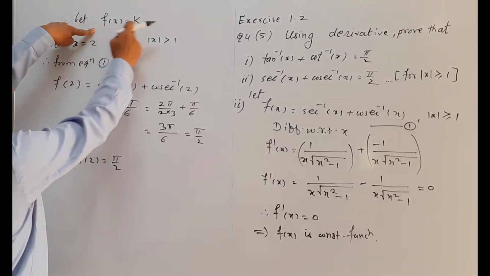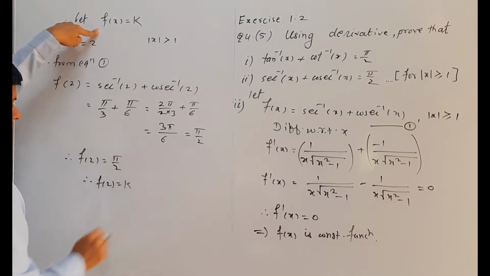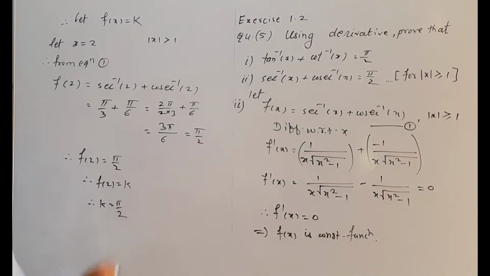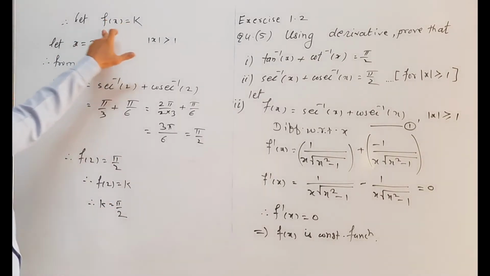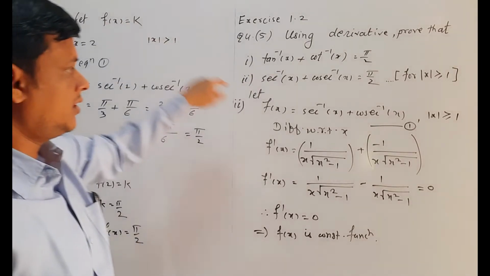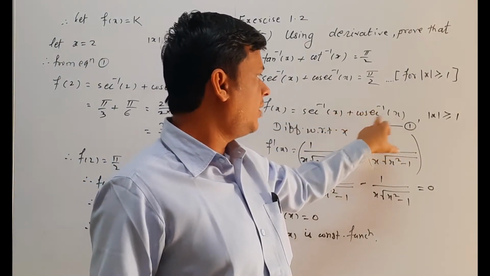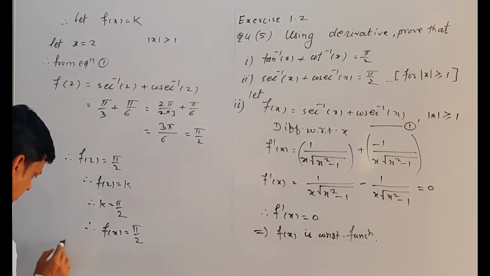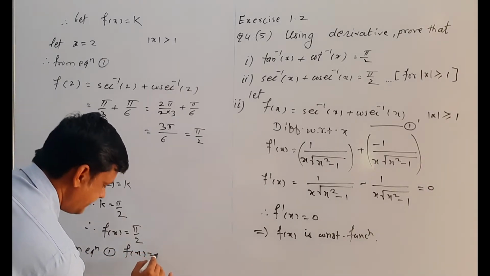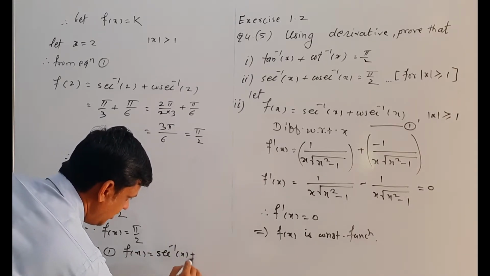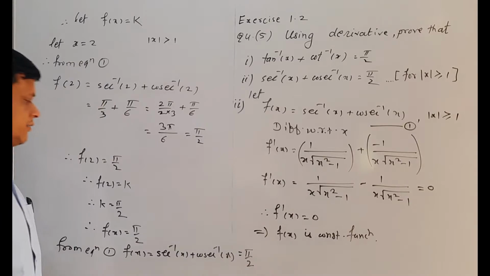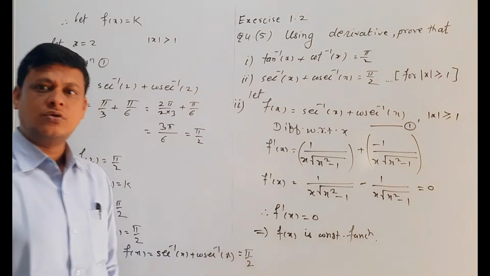Now we consider f of x equals k. Therefore, f of 2 is also k. From this we say k equals pi by 2. Now we consider here f of x equals k. That means f of x is equal to pi by 2. But from equation number 1, f of x is sec inverse x plus cosec inverse x. So we write here, from equation 1, f of x is equal to sec inverse x plus cosec inverse x, and this value is equal to pi by 2. So in this way we get sec inverse x plus cosec inverse x is equal to pi by 2.